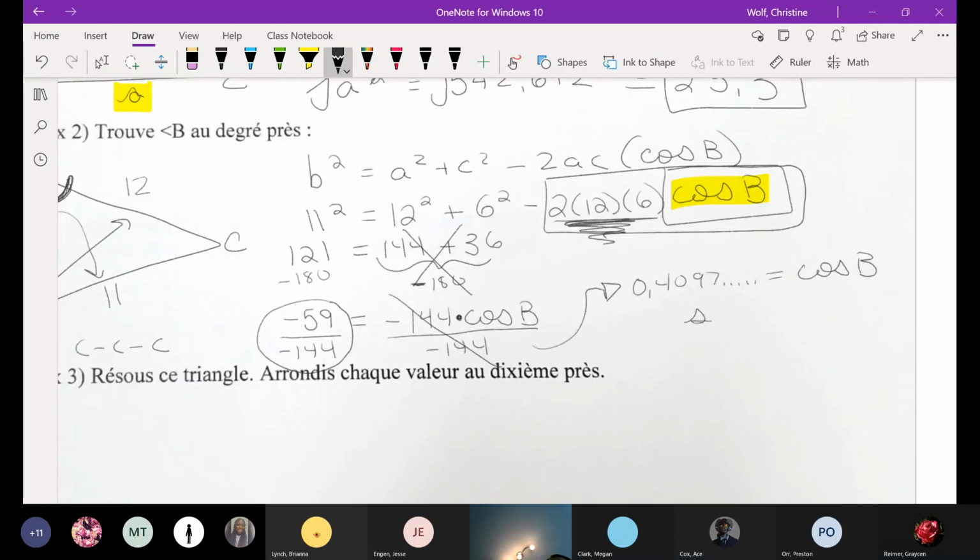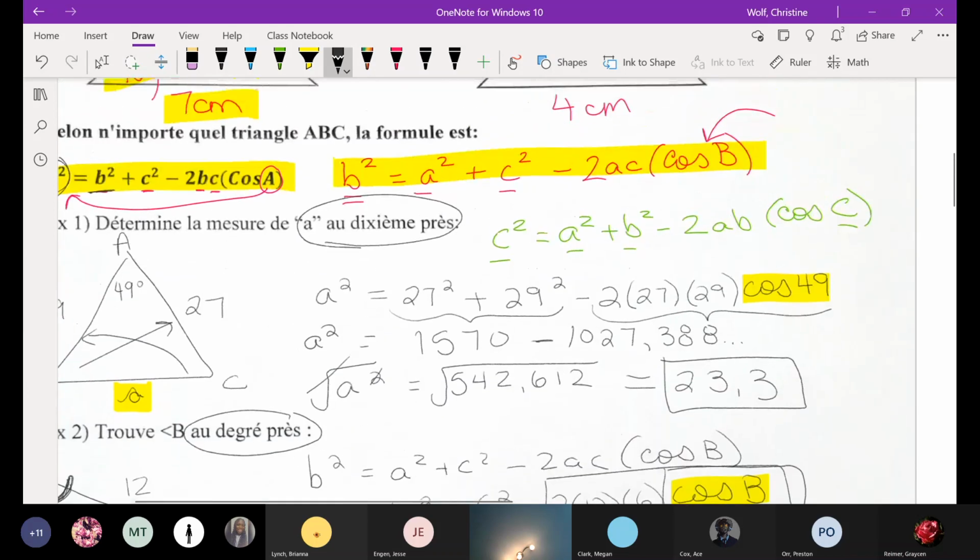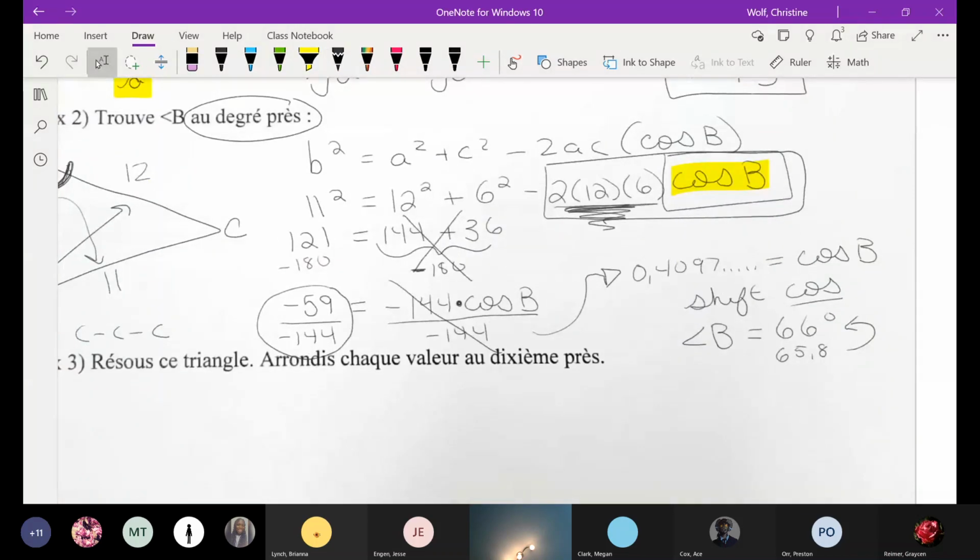So, quand tu cherches un angle, ça c'est quand tu vas appuyer sur le shift or the cos button or second button. So that decimal should still be in your calculator. Now I'm just going to go second cos et je vois que angle B est égal à 66 degrés. La question dit de arrondir au degré près, to the nearest degree. So my answer was actually 65.8. So j'ai arrondi au degré près. OK? So ça c'est comment tu trouves un côté qui manque et ça c'est maintenant comment tu trouves un angle qui manque. So j'allais arrêter pour un moment. Est-ce qu'il y a les questions?